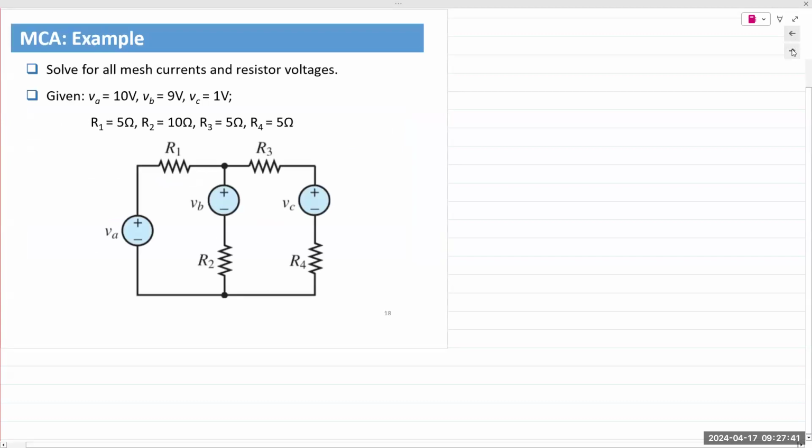Solve for all mesh currents and resistor voltages. That's the question being asked. Voltage sources VA, VB, and VC are given to us, so are the resistor values. Our job is to find all the resistor voltages using mesh current analysis. It's not explicitly stated that you use the mesh current analysis technique, but if the question states solve for all mesh currents, that's the technique you have to use.